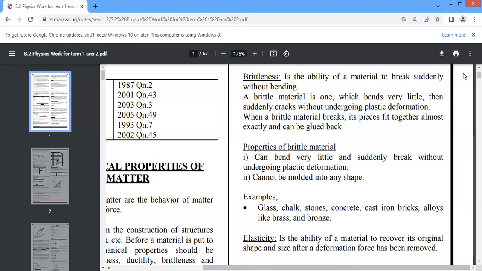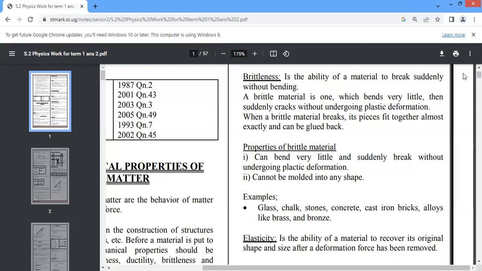For brittle materials, we have discussed the definition and the properties: they suddenly break without undergoing any deformation, and they cannot be molded into any shape because they just break suddenly. Once you try to bend them or change them into any other shape, they will just break. And they have given us examples such as chalk, stones, glass, concrete, cast iron bricks, and alloys of brass and bronze. So that is it about brittleness.